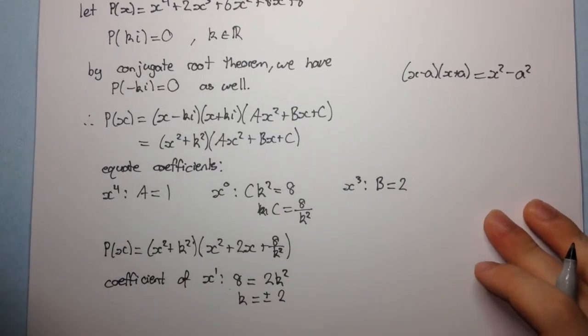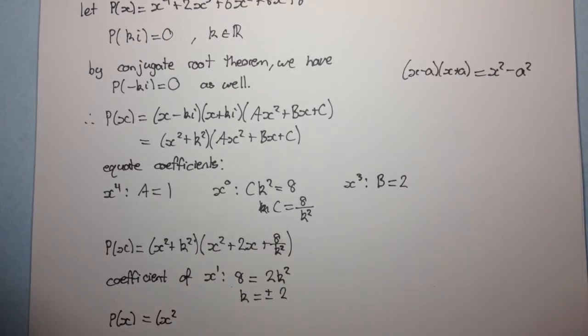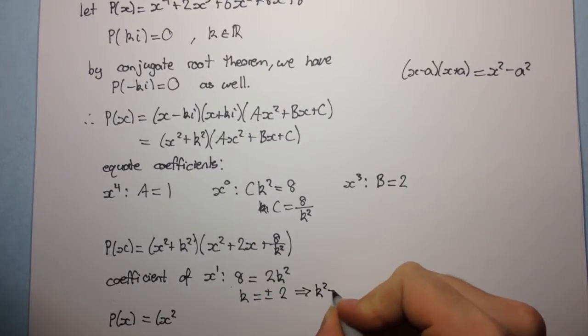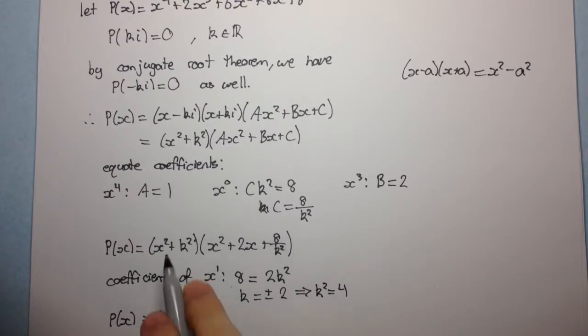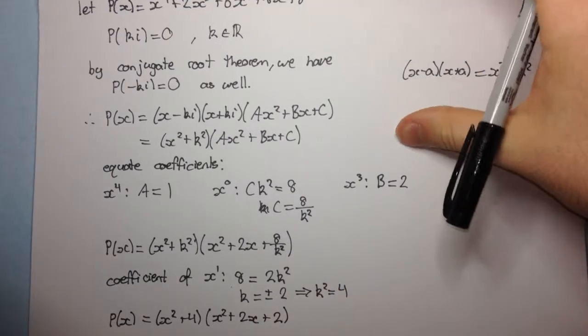So therefore we can go and put this value of k back into this polynomial, and we get p of x equals x squared. Now, I should have left it actually as k squared because we only have k squareds here, so we can just say that k squared is equal to 4. So k squared, so we're plus 4, into x squared plus 2x, plus 8 divided by 4, it's 2.